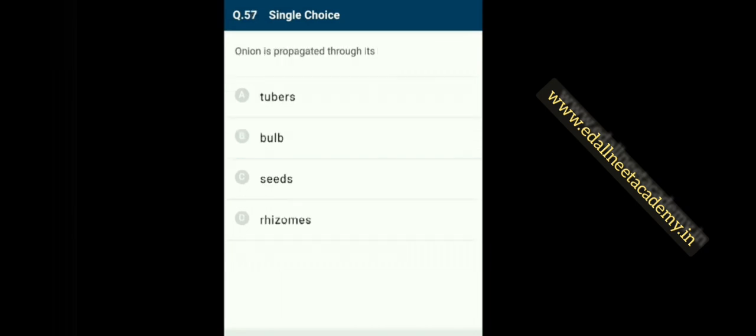Question number 57. Onion is propagated through vegetative propagules, the plant parts or organs that are involved in the process of reproduction even though their primary function is not reproduction. The reproductive process is called vegetative propagation as non-reproductive parts or organs such as leaf, stem, roots are involved. So the answer for this question is option B. In onion, the vegetative propagation is carried out through bulb.